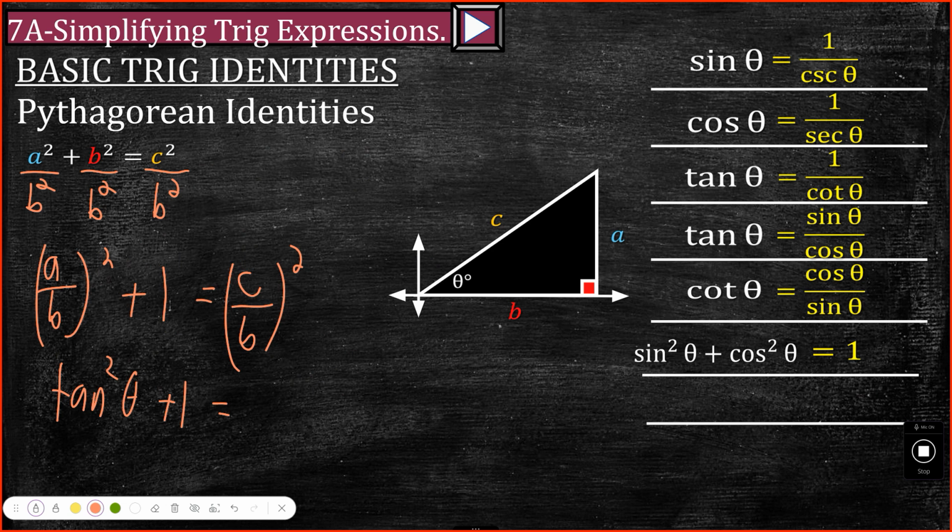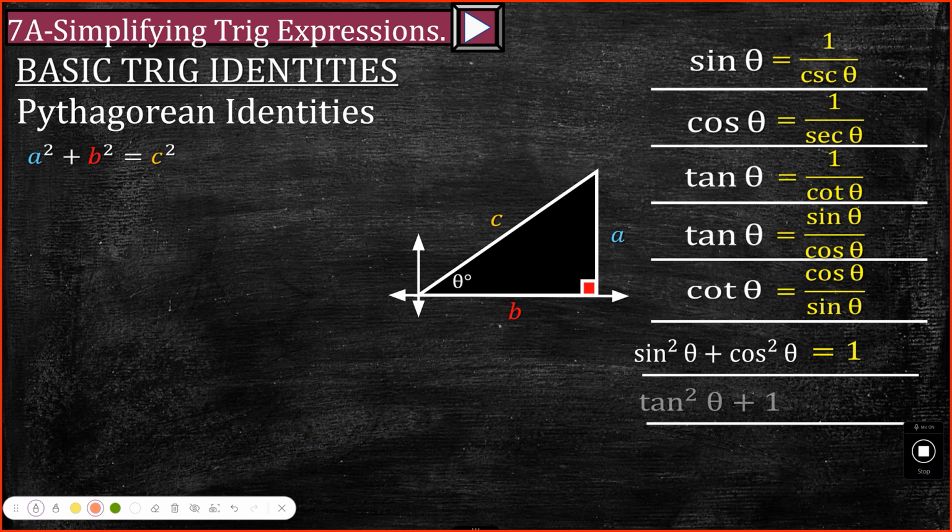What is C over B? Secant theta. So this is secant squared theta. So tangent squared theta plus 1 is equal to secant squared theta. This is the last one of them. And the other one we had already done: cotangent squared theta plus 1 equals cosecant squared theta.